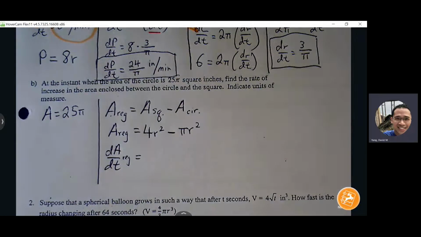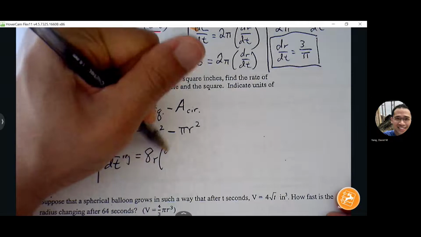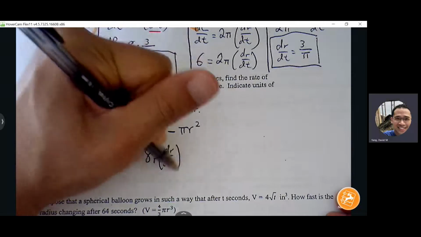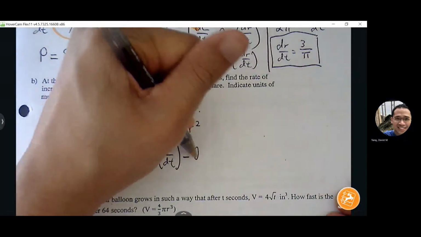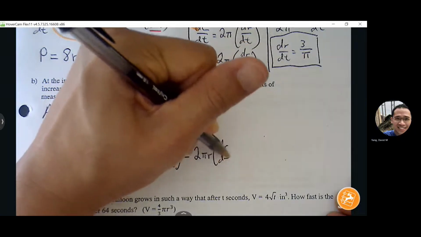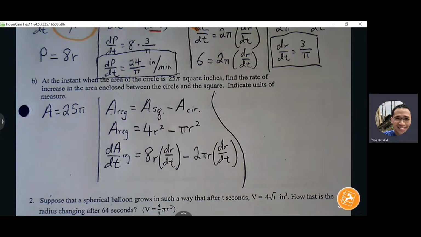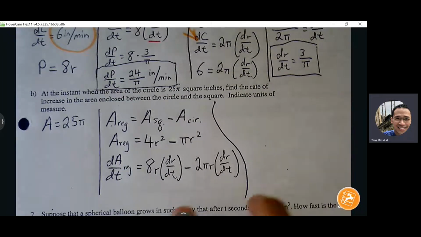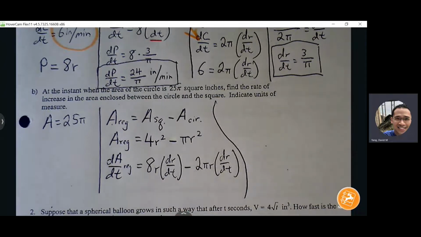4r squared becomes 8r dt minus pi to r dr dt. Now the dr dt we can import from part A, 3 over pi, so that works out nicely. But we're still missing the radius of this ever-changing circle or this region here.